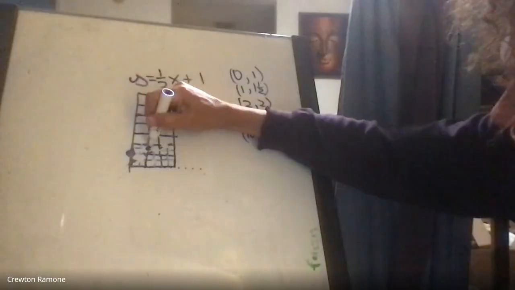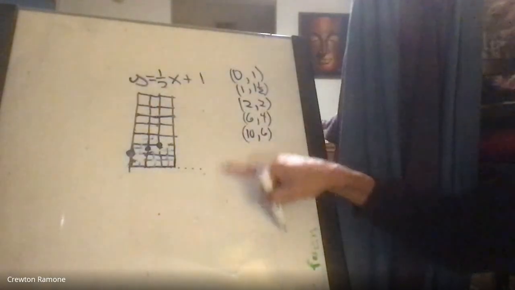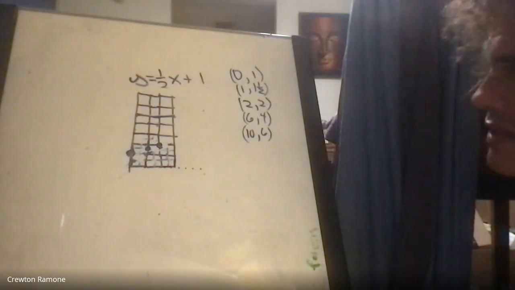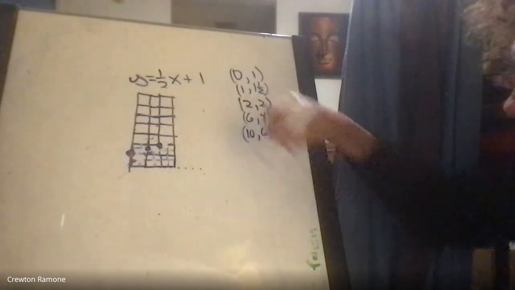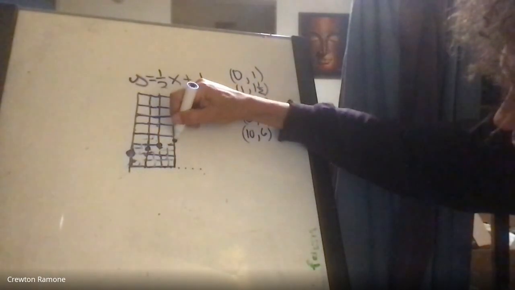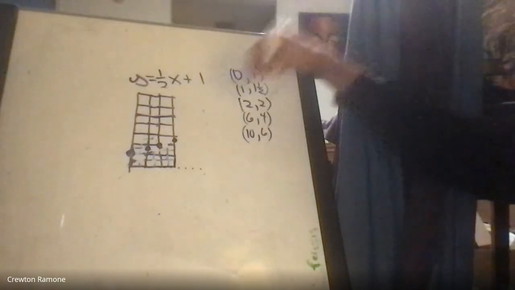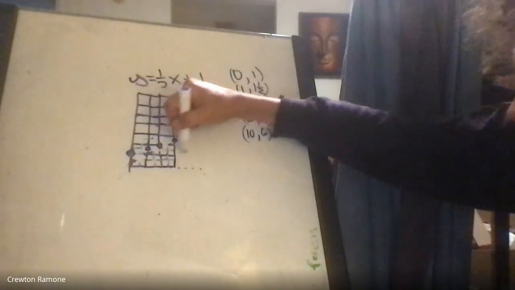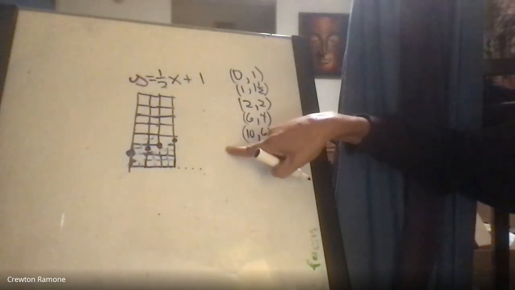So that would be right here. And then at 2, I have 2. That would be right there. At 3, what would I have? What's half of 3? Half of 3 is 1.5. What's 1.5 plus 1? 2.5. Right? Because each time it's going over 1, up a half, over 1, up a half, over 1, up a half, right?